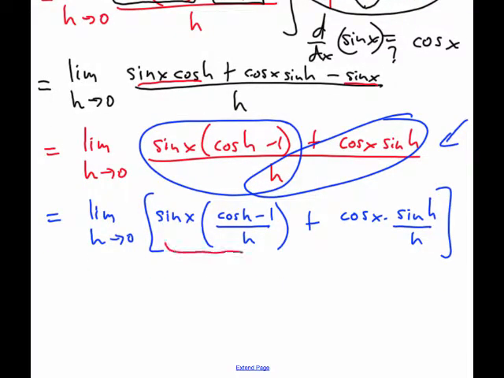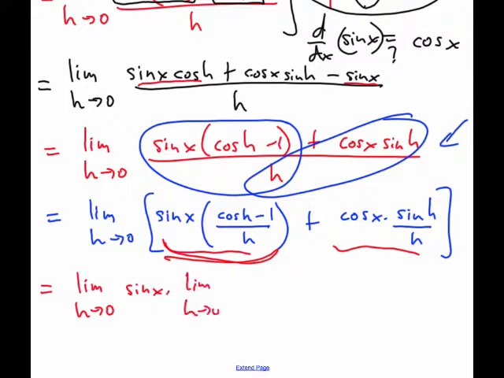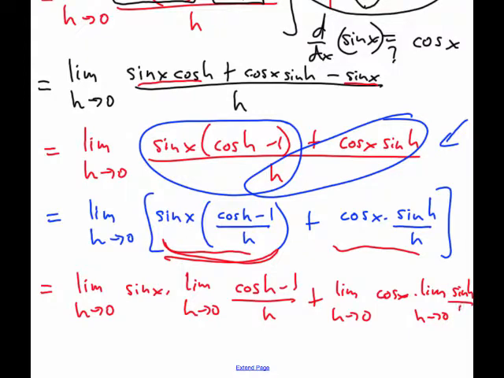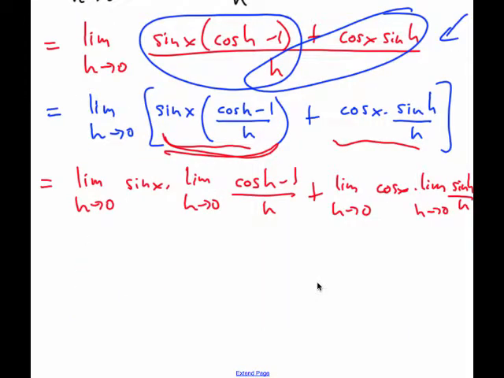Now I know that the limit of two things added is the same as the sum of the limits of those two things. And furthermore, the limit of a product is the product of the limits. So I can take this statement and proceed down to this statement.